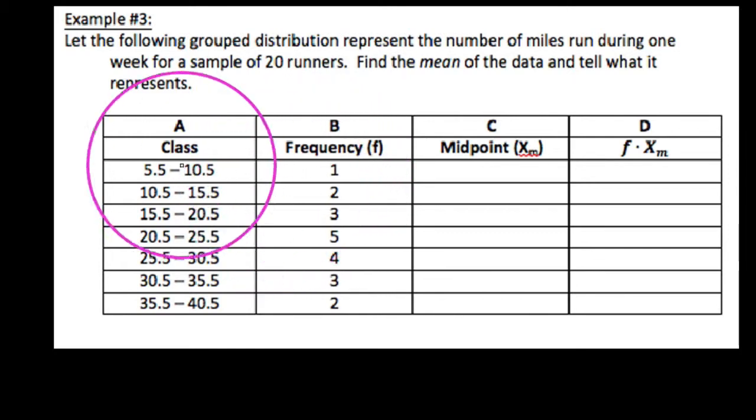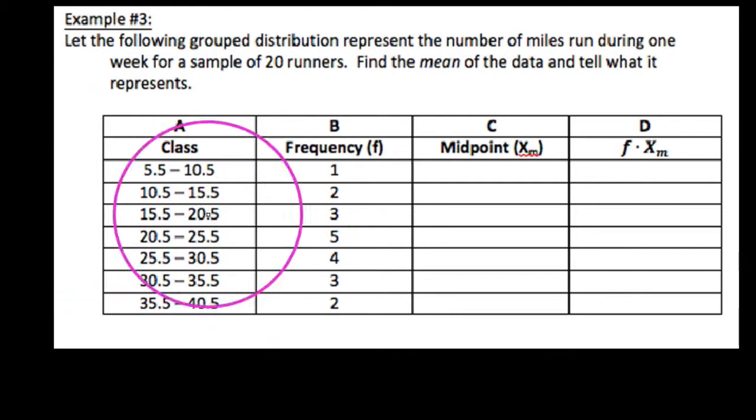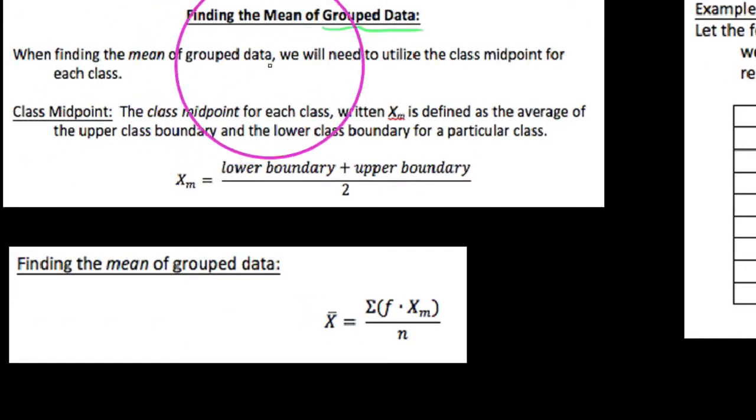So what does one do when they're asked to find the mean, which is to add everything up and divide by however many there are, when you don't necessarily have the original raw data? We'll outline the process for doing so, and why we do the things we do, and actually come up with the calculation here. When finding the mean of grouped data, we need to utilize the class midpoint for each class.